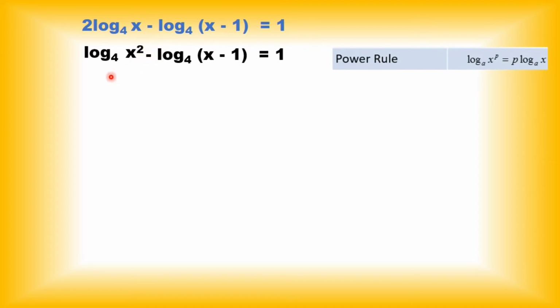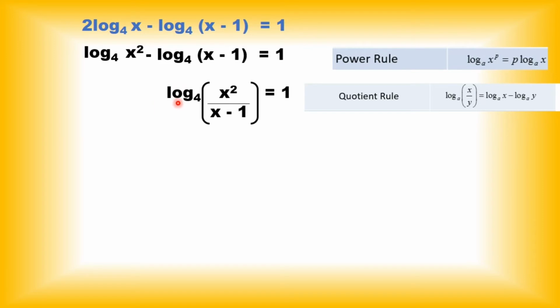And then, makikita natin may difference siya of 2 logs. Gagamitin naman natin ang quotient rule. Quotient rule says the quotient of a log is the difference of the logs. Ayan. May difference of 2 logs siya. So, i-divide natin ang x squared and x minus 1. So, gagawin natin siyang single log. It becomes log base 4 of the quantity x squared divided by x minus 1 is equal to 1.